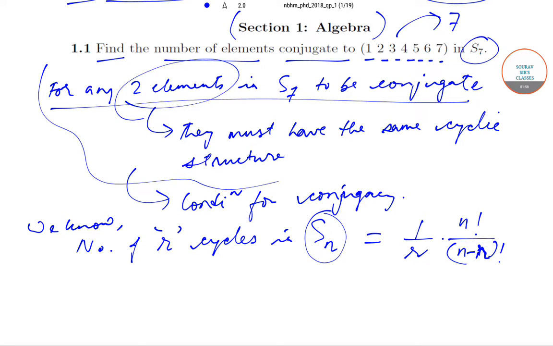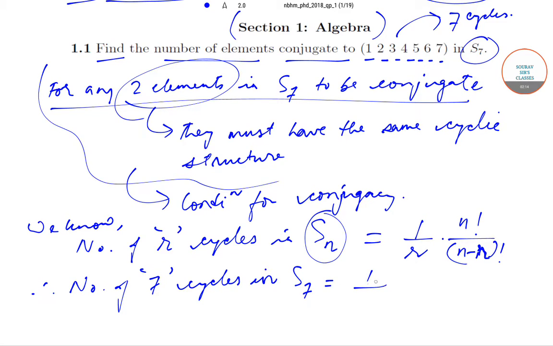there has to be, for conjugacy, 7 cycles in S7. So the number of 7 cycles in S7, since there are 7 elements, is equal to 1 by 7 into 7 factorial by 7 minus 7, that is 0 factorial. So this is basically equal to 1. So 7 factorial by 7 is basically equal to 6 factorial.